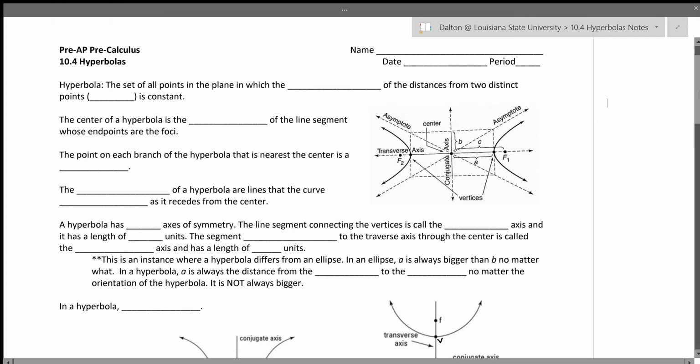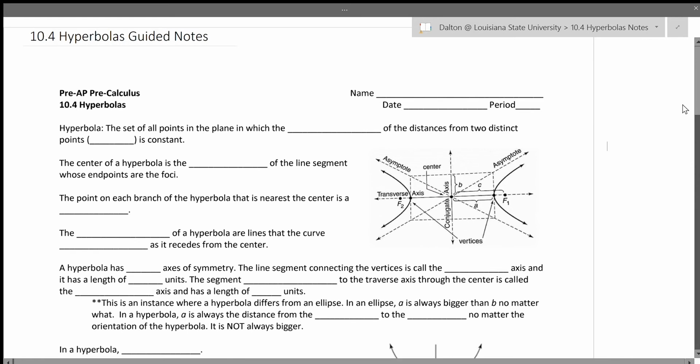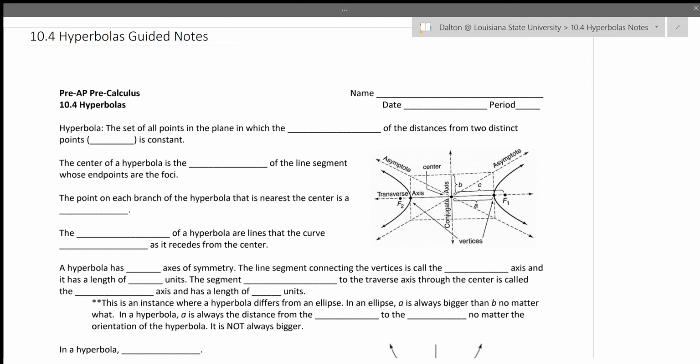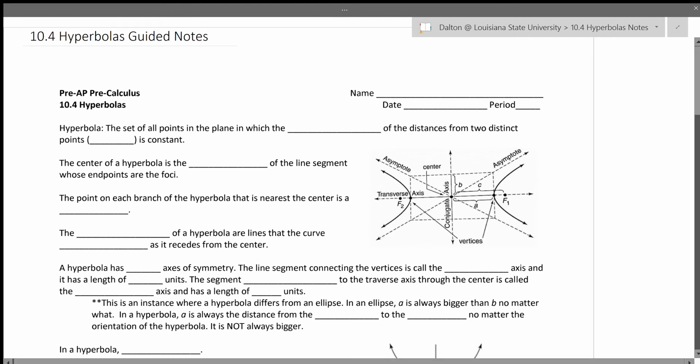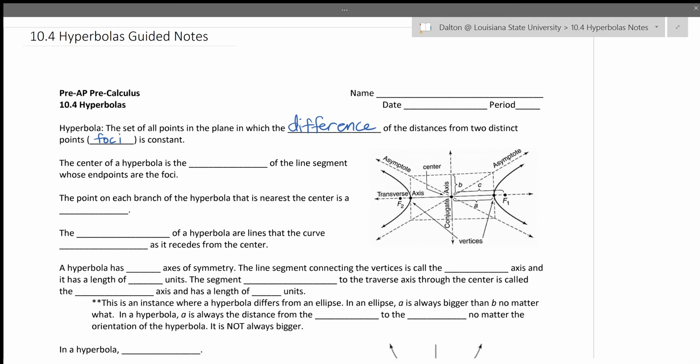By definition, a hyperbola is considered to be the set of all points in the plane in which the difference of the distances from two distinct points, called the foci, is constant. So if you were to subtract the two distances from one another, that would stay constant throughout the whole curve. It's almost like you invert an ellipse inside out. This is what you get.